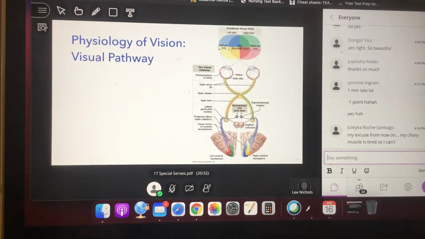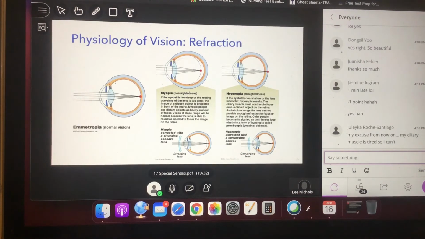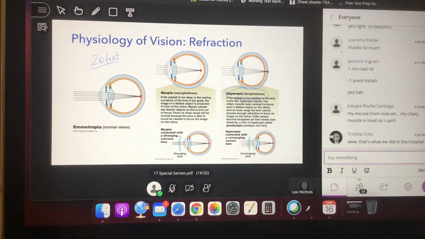I keep mentioning the 20 feet business. That's kind of an important number when it comes to measuring visual acuity. So if we say that somebody can see an object clearly from 20 feet, but it gets blurrier as the object is closer, then there's that boundary between near vision and far vision.